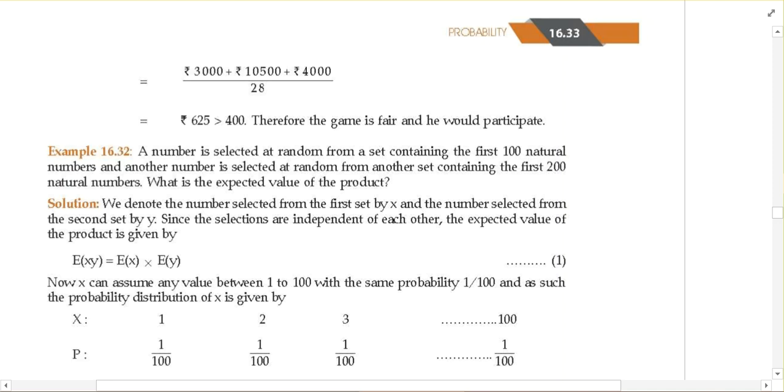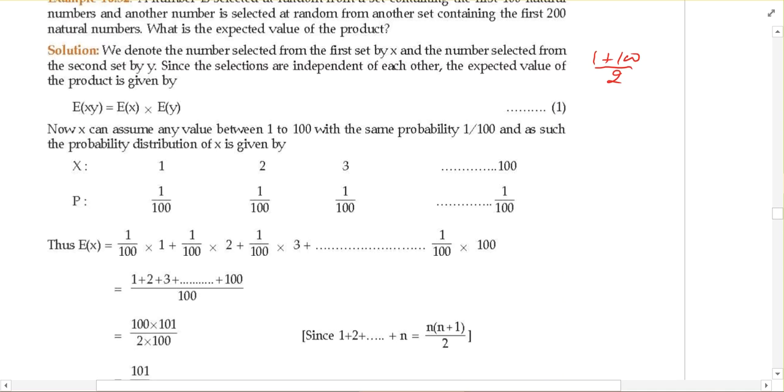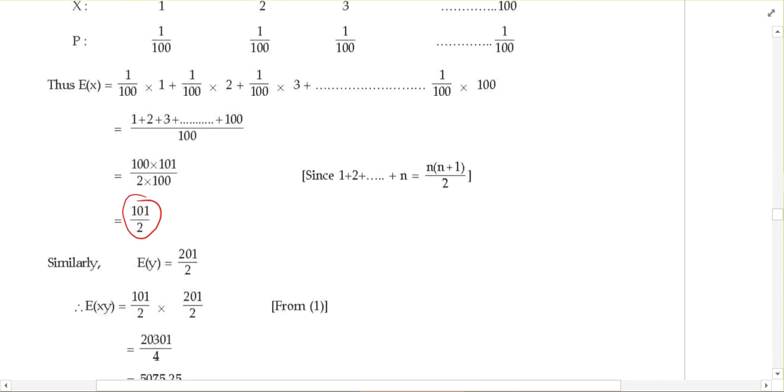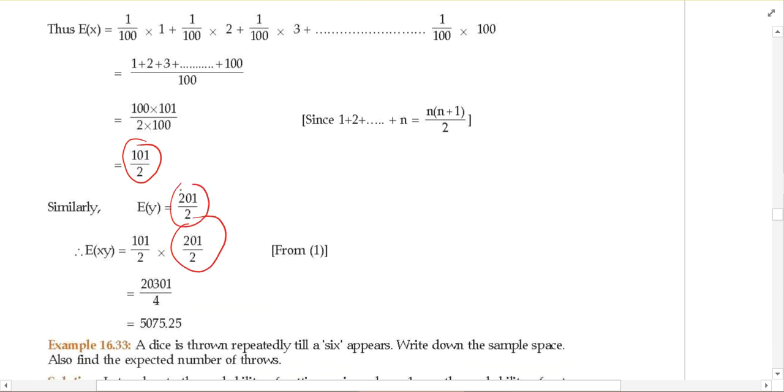First 100 natural numbers, the probabilities being equal, all probabilities are 1 by 100. So the mean will be very simple: (1 plus 100) by 2. That is, expectation of x is 101 by 2. Expectation of y will be similarly (1 plus 200) by 2, that is 201 by 2. So the expectation of the product will be this into this. Straight and simple.